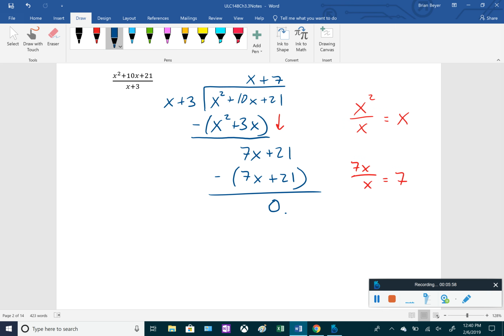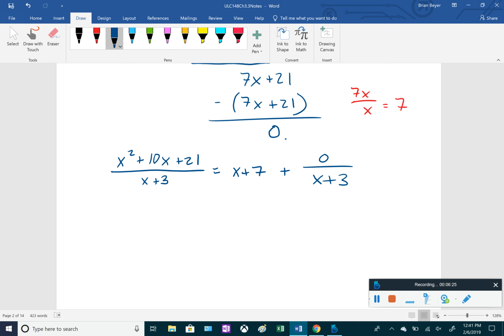So I'm going to write this using the division algorithm just because I think it's a little bit cleaner and it helps us see exactly what we did. So that means that x squared plus 10x plus 21 divided by x plus 3, so dividend over divisor, equals the quotient plus the remainder over the divisor.